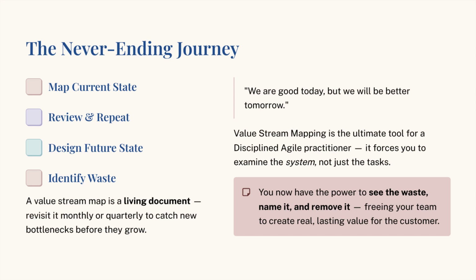You have seen the entire journey now, from the invisible traffic jams in your office to the strategic design of a cleaner workflow. Value stream mapping is the ultimate tool for a disciplined agile practitioner because it forces you to stop and look at the system rather than just the tasks. You now have the power to see the waste, name it, and systematically remove it, allowing your team to spend more of their time doing what they do best, creating real, lasting value for the customer.